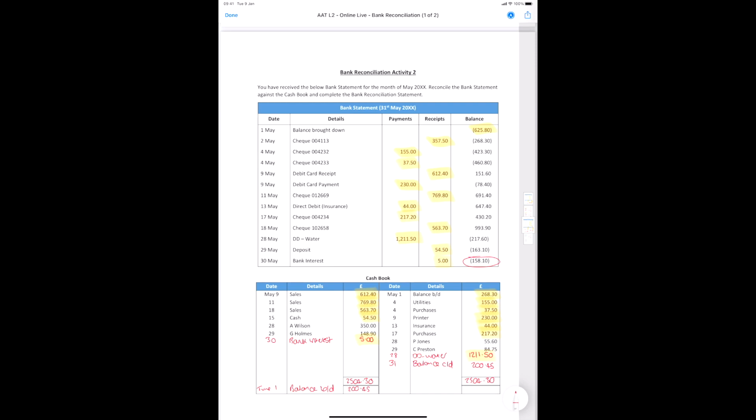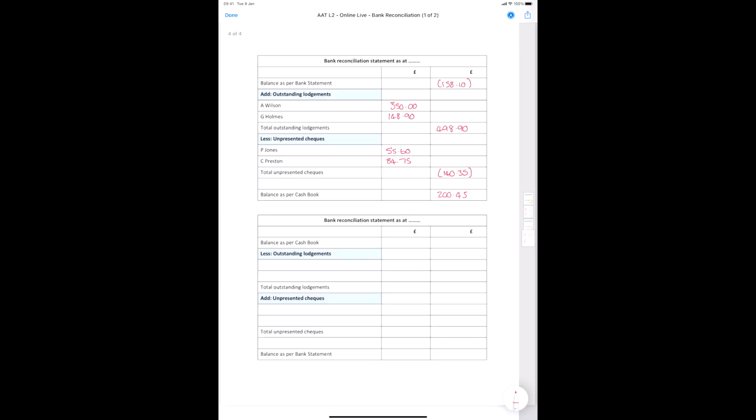Okay, and just to work through that in reverse order as well, to do it from both points of view. Okay, we'll start with the balance as per the cash book, which is £200.45. We're going to less our outstanding lodgements. So we've got A. Wilson, G. Holmes. Okay, that's a subtotal of £498.90.